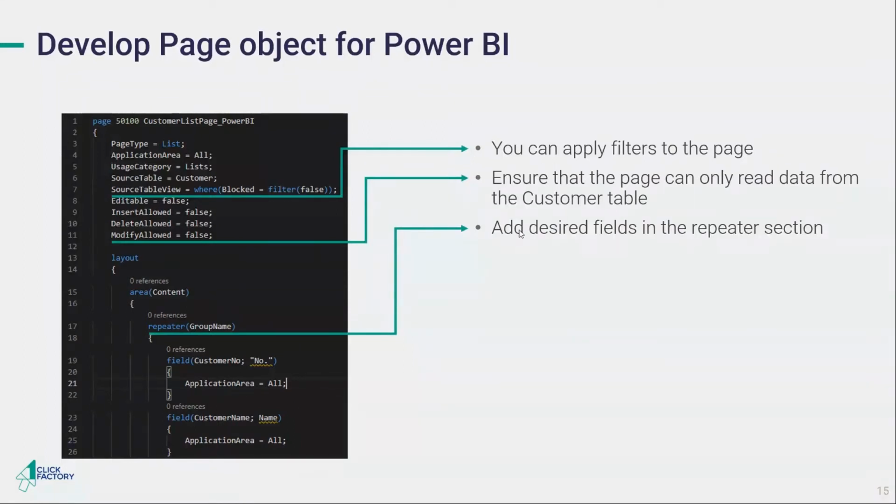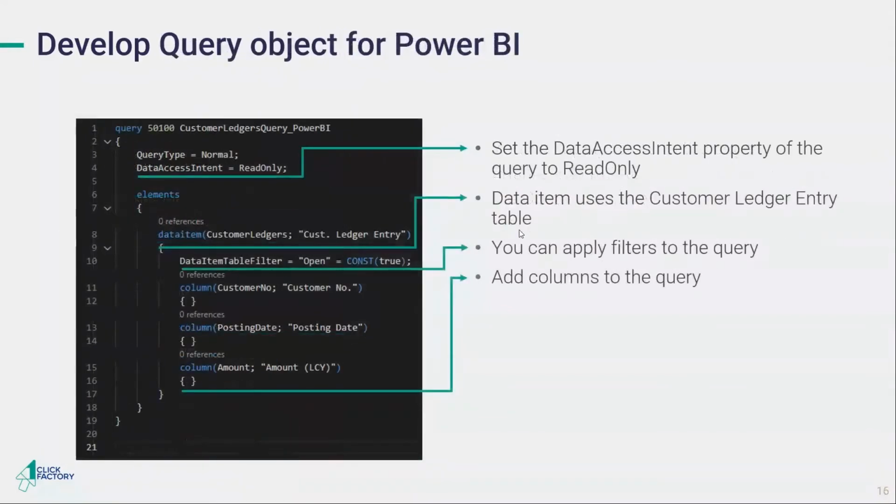But again, we need to remember that a page object itself is quite limited, and you cannot, let's say, have two tables in the background joined, if you need it. So if you need some more complex data to be exposed, it's recommended to use a query object for your data set. So, things again to consider.